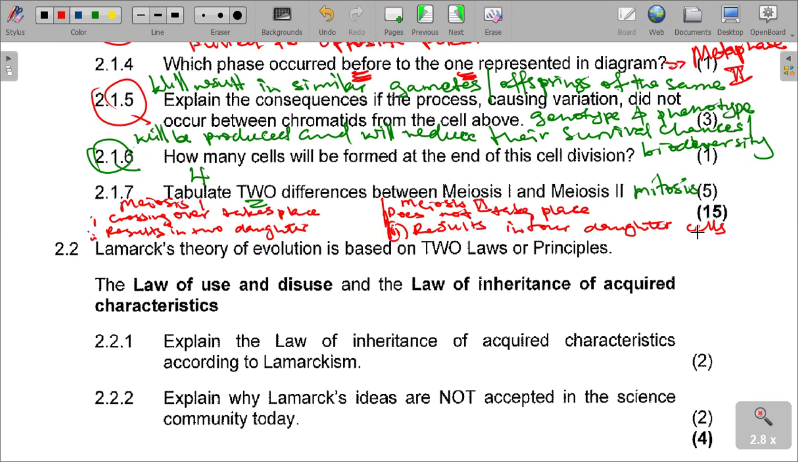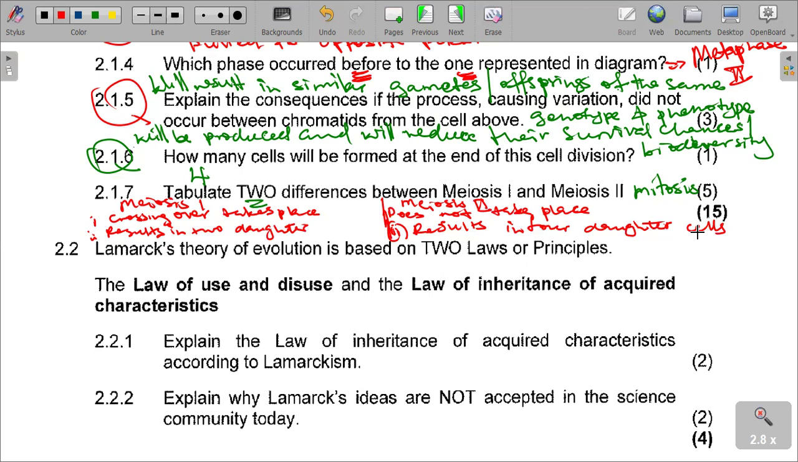One other difference again is that in meiosis I, all chromosomes move to opposite poles of the cell, and then in meiosis II, chromatids move to opposite poles of the cell. In meiosis I, it is the whole chromosome that moves to opposite poles. In meiosis II, the chromatids move to opposite poles of the cell. That is one other difference that you should understand there.